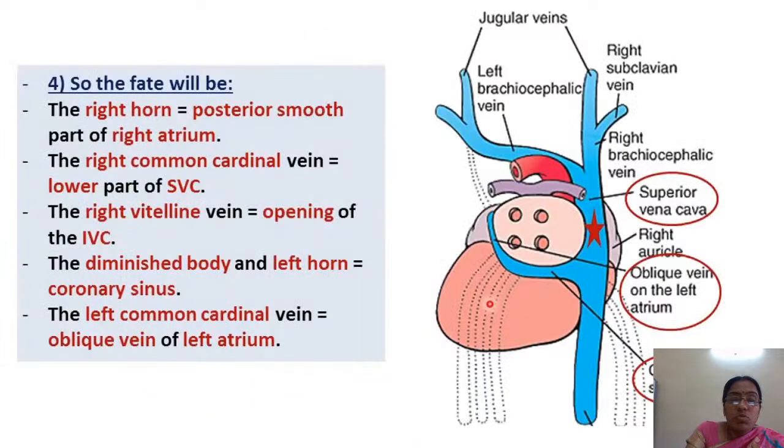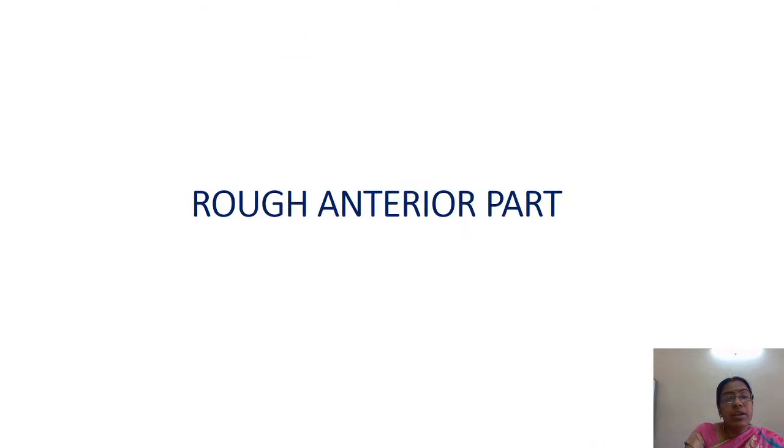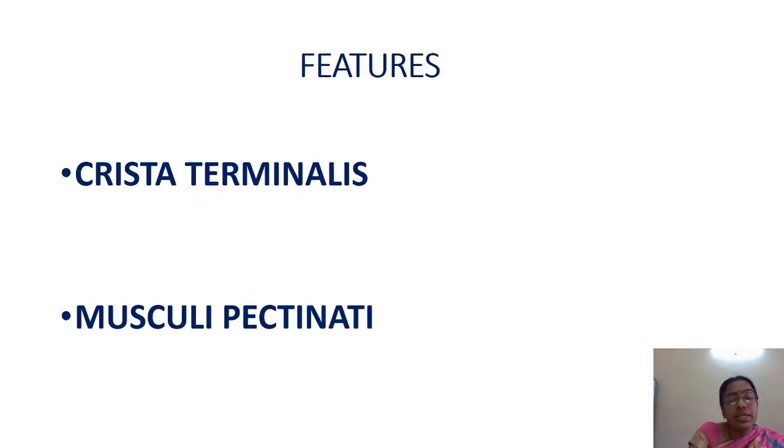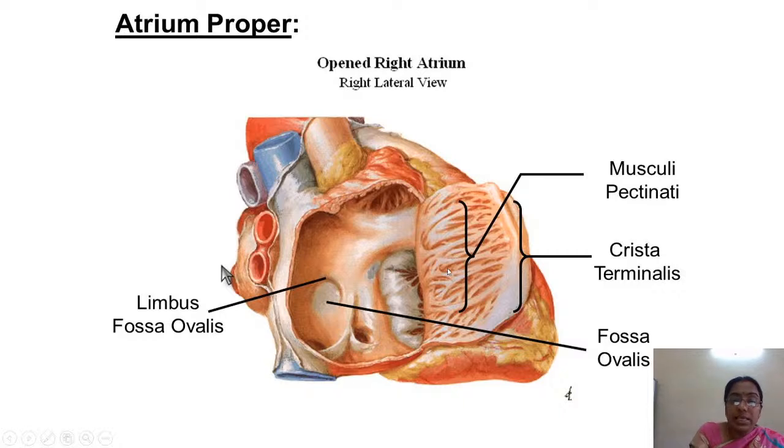So after the smooth posterior part, let's see the rough anterior part. What is the rough anterior part? We have said the right atrium is divided into a smooth posterior part, a rough anterior part and an intermediate part. When you see the rough anterior part, what things can you see in it? The first are the crista terminalis and musculi pectinati. So this is the rough anterior part, and this is the crista terminalis.